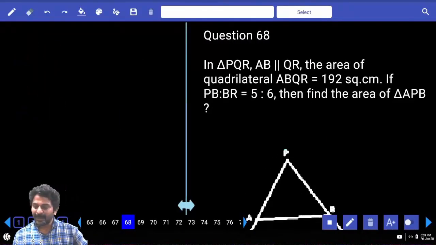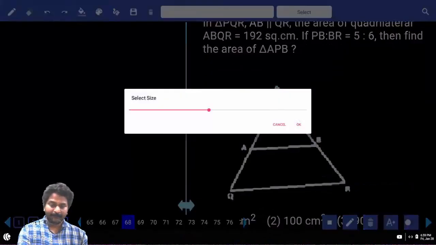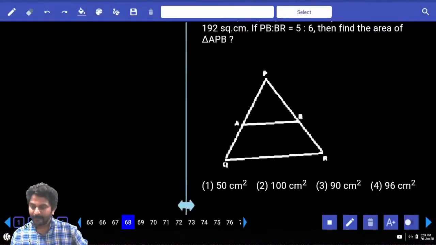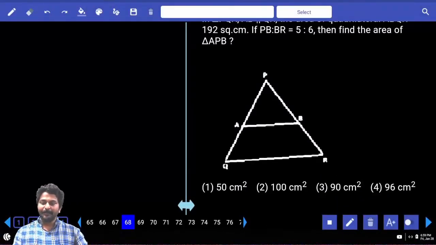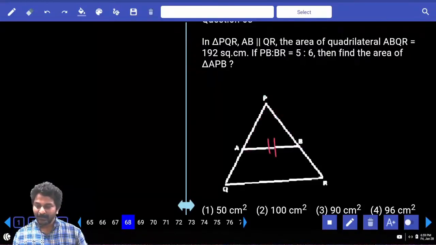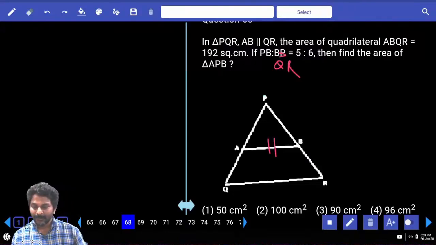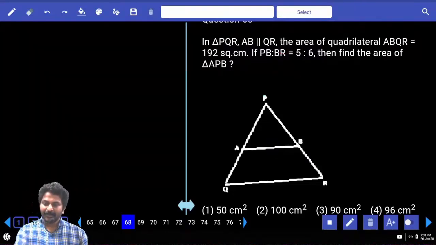Next, AB is parallel to QR in triangle PQR. Right, so find the area of triangle APB. APB, this is what we need, right? PB, this is parallel to BR. No, this should be QR. That must be QR. Sorry, it is AB is parallel to QR. Yes, these two are parallel.